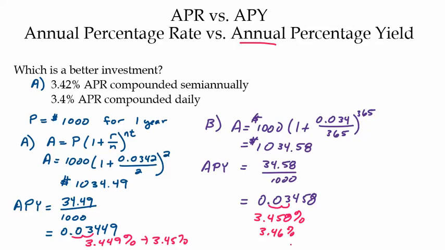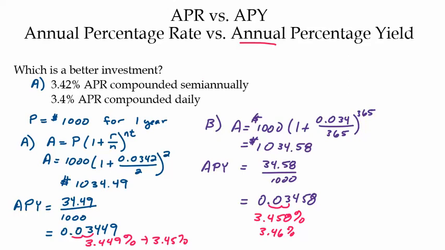3.46%, slightly higher APY. So this is a good example of how just looking at the percentages isn't going to tell you which one is the best investment. You'll make more money with a lower percent compounded daily than you would at the 3.42%, slightly higher compounded semi-annually. Now I want to show you why we didn't even need to do the 1,000, why that's not important.